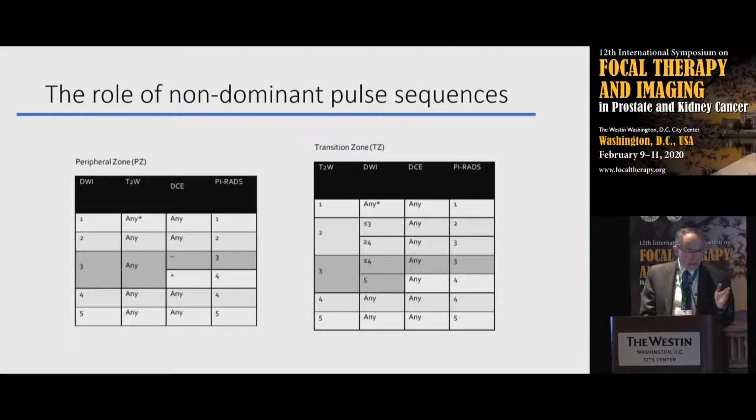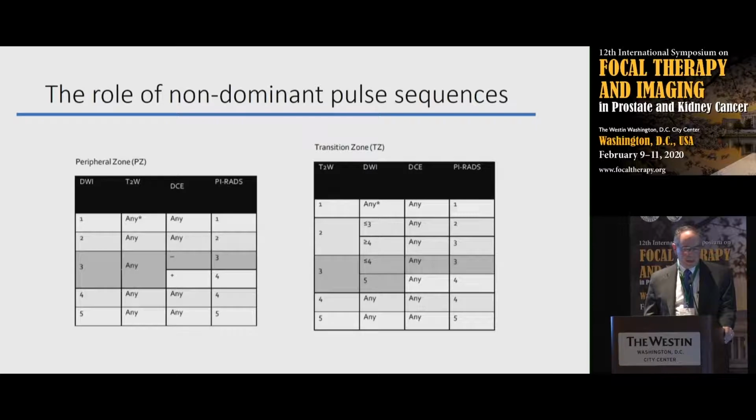Just to recall, in the peripheral zone, a PI-RADS 3 lesion can be upgraded to a 4 if there's enhancement on DCE. That's yet another complication to an already complex rule. And in the transition zone, where the dominant sequence is the T2, it can be upgraded by a PI-RADS category 5 diffusion. So that can be upgraded to a 4.